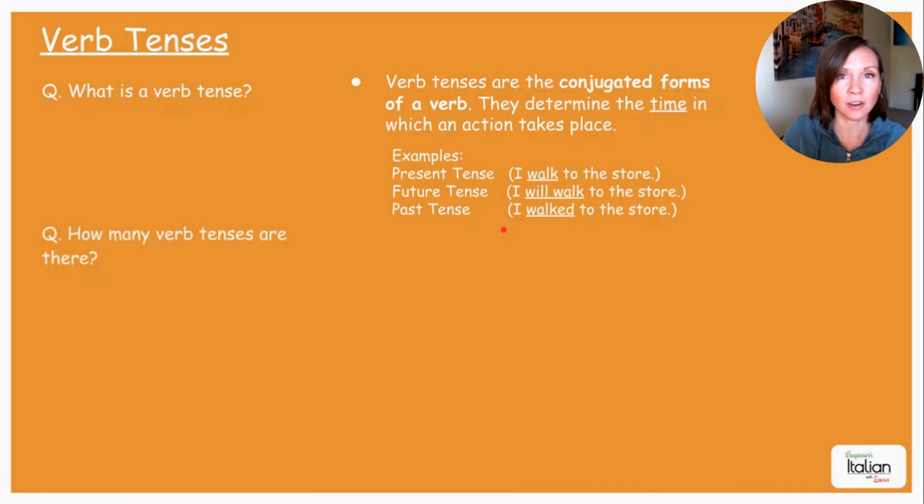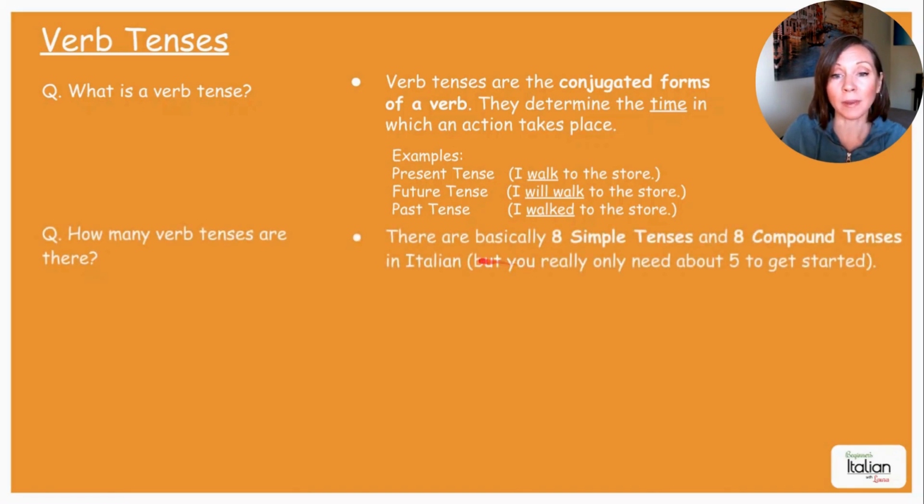How many verb tenses are there? There are basically 8 simple tenses and 8 compound tenses in Italian, but you really only need about 5 to get started. So it may feel overwhelming that there are so many, but just stick to the basics for now, and you can always add more tenses as you progress.